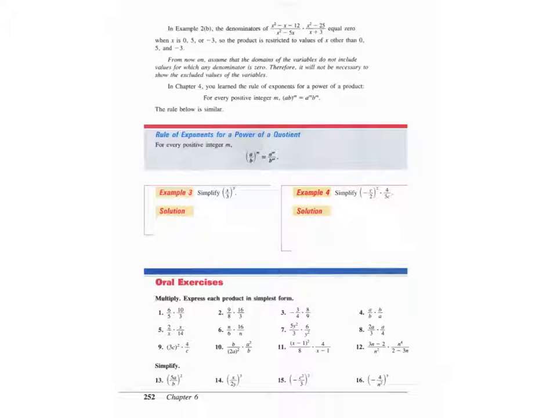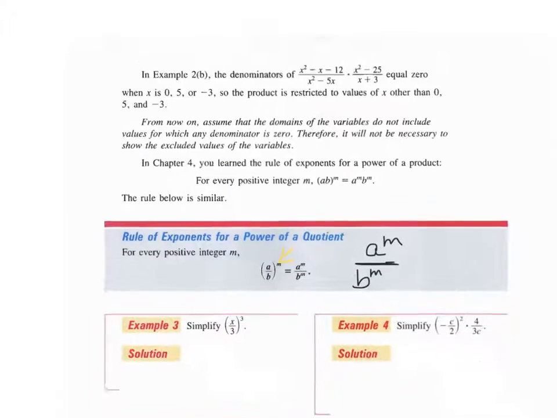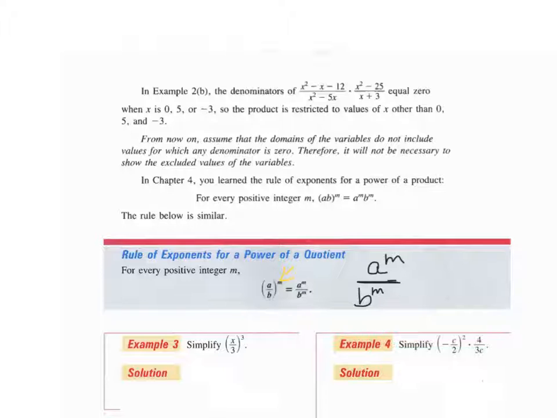So in this rule here, this exponent of m is going to distribute to both the a and the b. Now, up here, they're talking about a power of a product. Just know that when you have something that's being multiplied, you're just going to, again, distribute the power to both the a and the b on this one also.